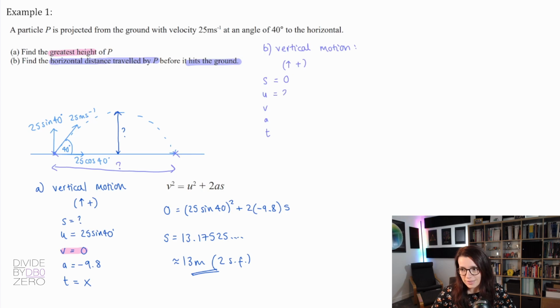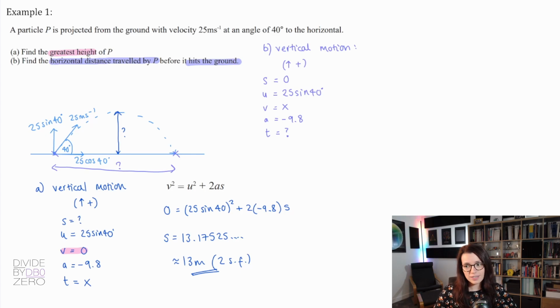Vertical u is still 25 sin 40. Final velocity, don't know, don't care. Acceleration, minus 9.8. And t is actually what we want to find in this case, because that's going to tell us the total time of flight of the particle. We can then sub that into the horizontal motion suvat to find the horizontal distance.